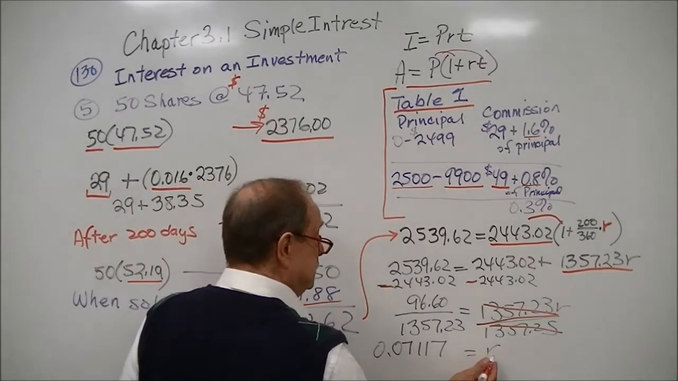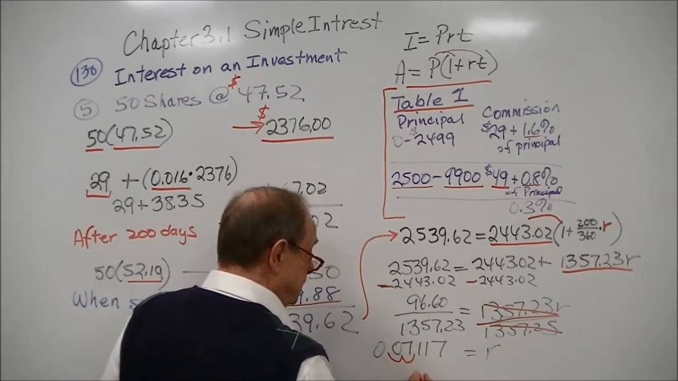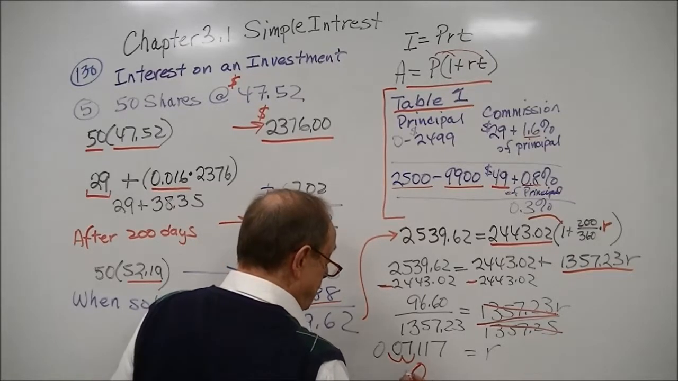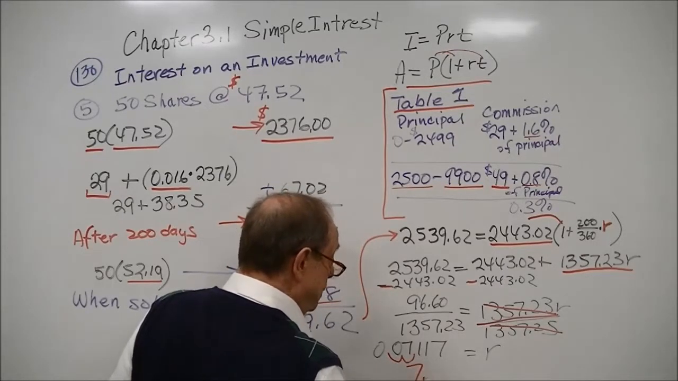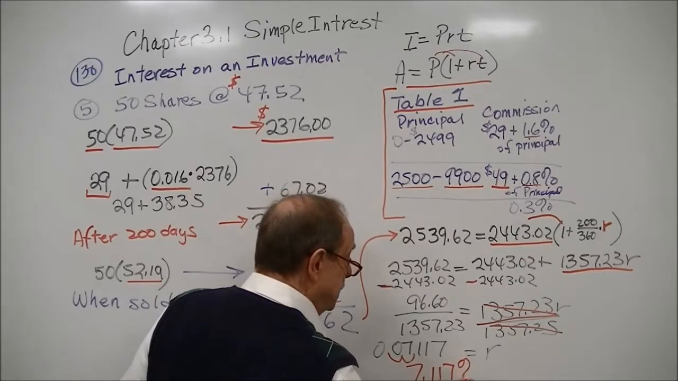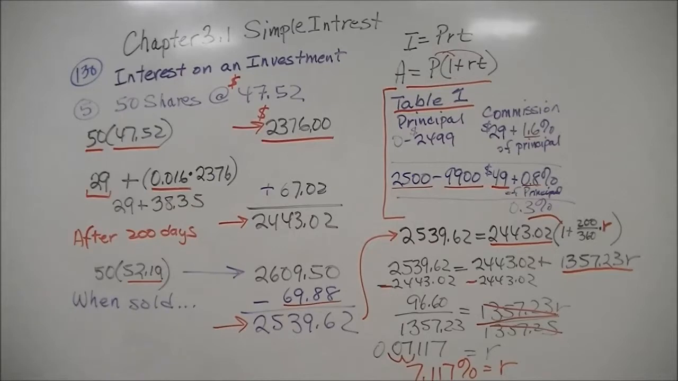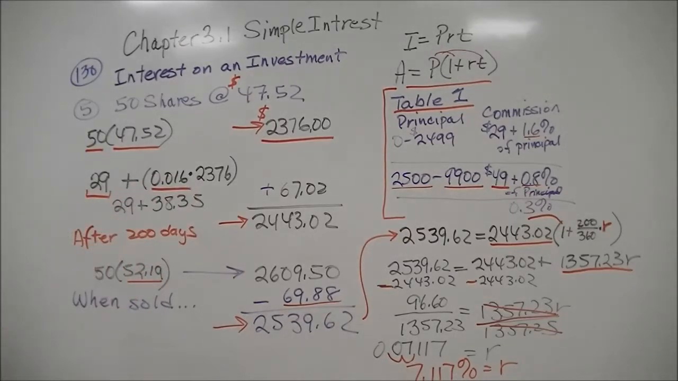So I convert this to a percent by moving the decimal over 2 places. And this gives me 7.117% as my rate. That's not too bad, because to get 7% in today's market, well, in stocks that's okay. But in interest rate, you don't get this kind of interest rate.